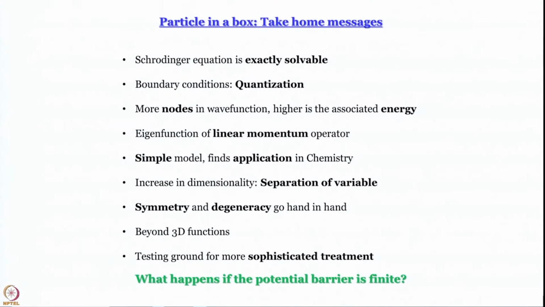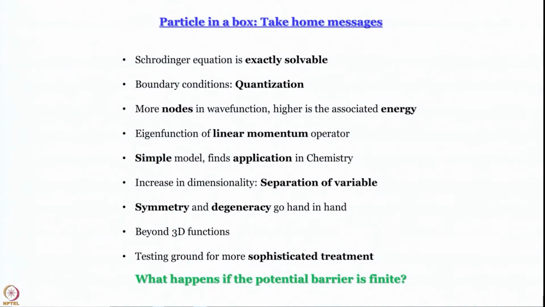Just to recapitulate, these are the things that we have learned so far. The Schrodinger equation is exactly solvable. Boundary conditions lead to quantization. This is the most important lesson that we have got in the last 3 modules. And the other useful rule of thumb that has arisen is that the more nodes you have in the wave function, the higher is the associated energy. This is going to come handy time and again, especially when we talk later about atomic and molecular wave functions.